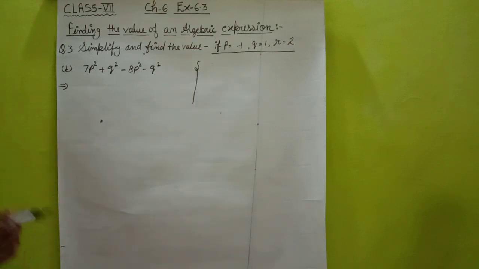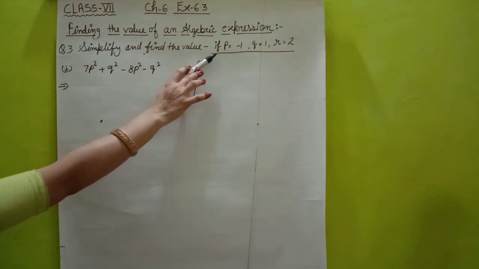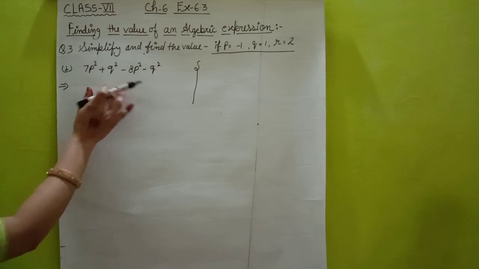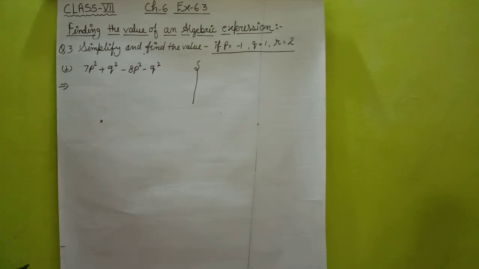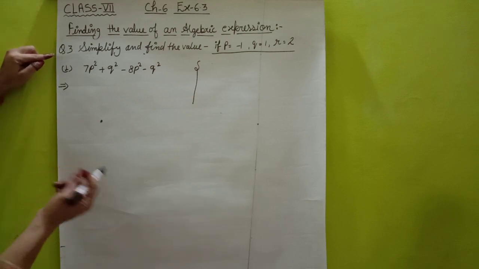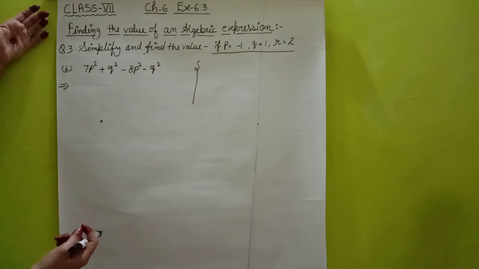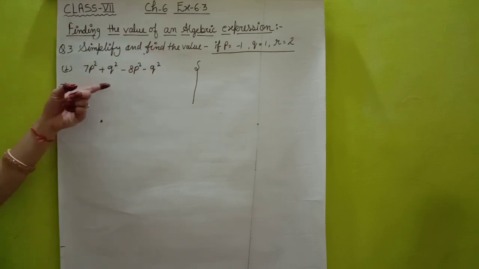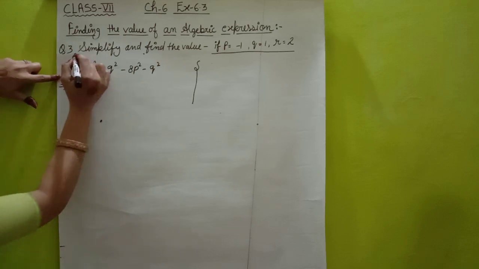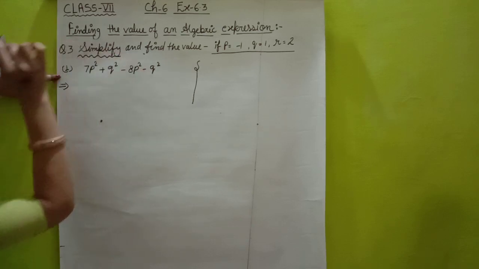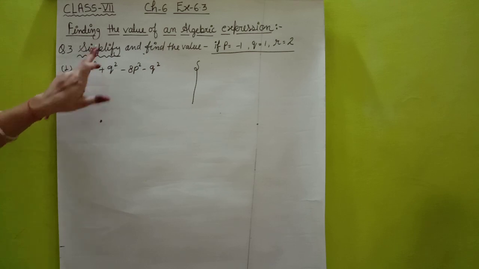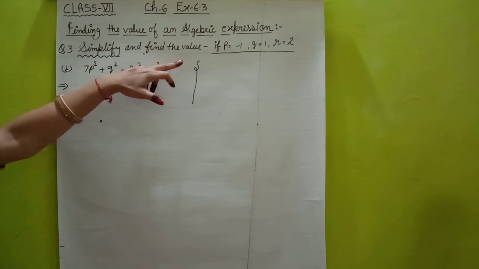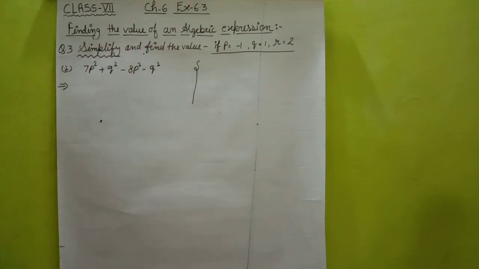In the last two questions we did the same thing. The given values of the variables we put in the given equation and we solve. Here, students, question number 3 is a little bit different from questions 1 and 2. In questions 1 and 2, we directly put the value. But here, first of all, we have to simplify. Then we will find the value by putting p equals minus 1, q equals 1 and r equals 2.